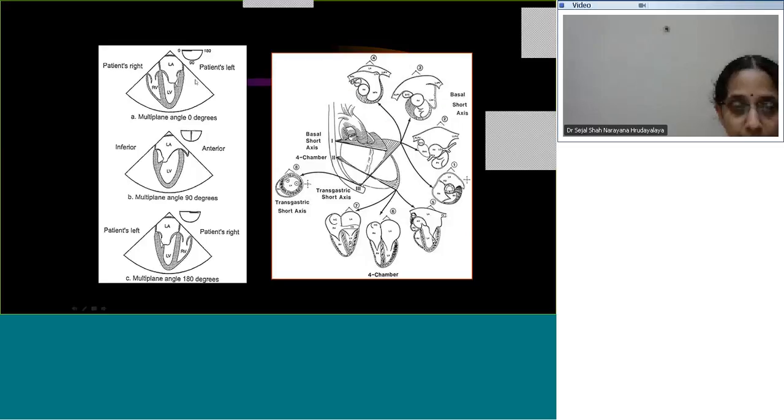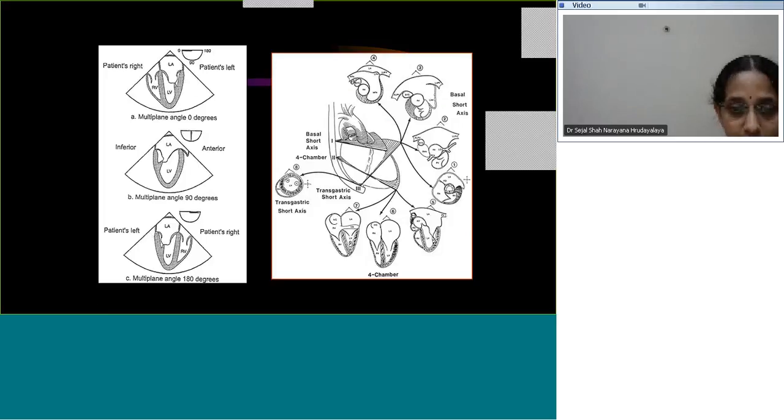Now coming back to the last movement, which is axial rotation from 0 to 180 degrees, we have to understand that when it is at 0 degrees, the patient's right is on the screen right. So the right-sided structures are on the right, the left-sided structures are on the left. And as we rotate to 180 degrees, it becomes exactly the opposite. The screen left is patient right, and the screen right is patient left.